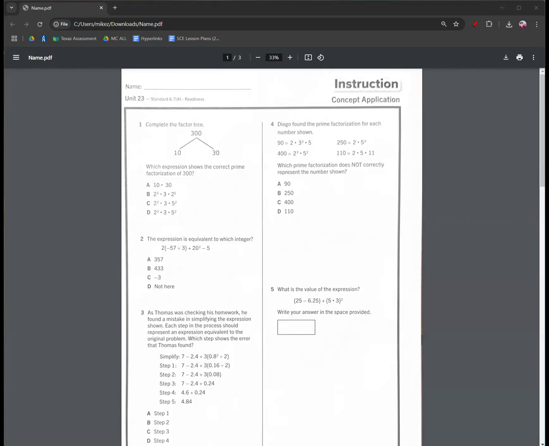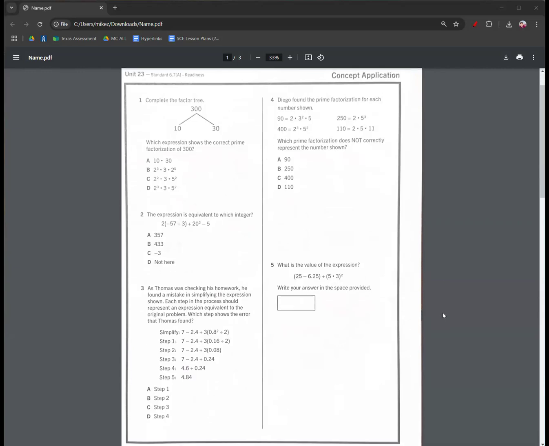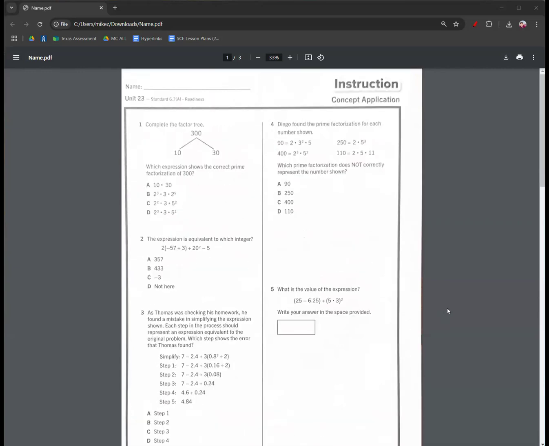All right, so this is our lesson. We're just going to be building off of it. This is the concept application. This will be on page 231, very next page, right? So this is the concept application.